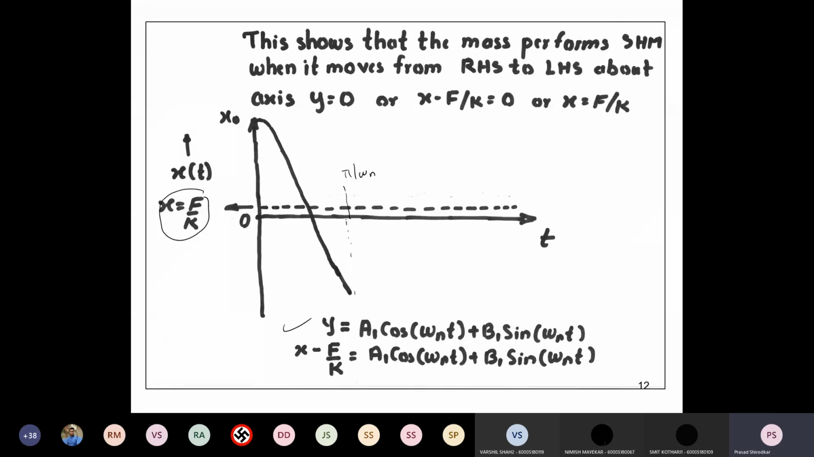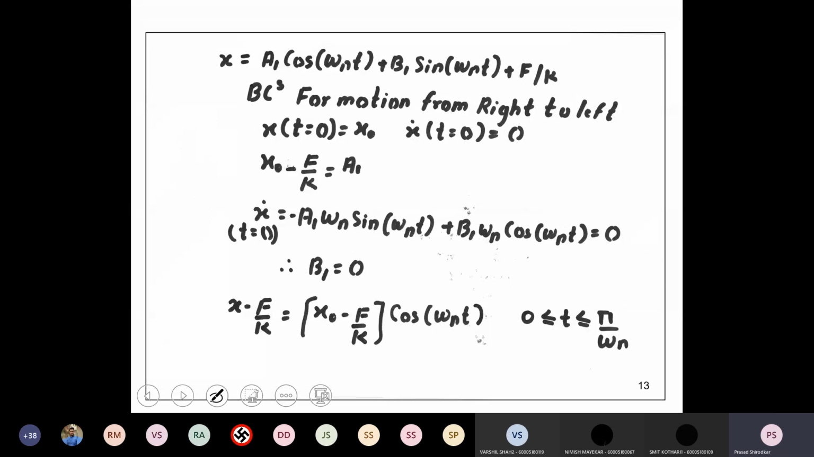We solved for the solution using the boundary conditions. These are the boundary conditions: x at t is equal to 0 is x0, that is the initial displacement, the extreme position. And x dot at t is equal to 0 is 0, that is the velocity at t is equal to 0 is 0, the mass starts from rest. So the governing equation for one half of the cycle, that is time from 0 to pi by omega n, is x minus f by k is equal to x0 minus f by k into cos omega n t. So this is for one half of the cycle.